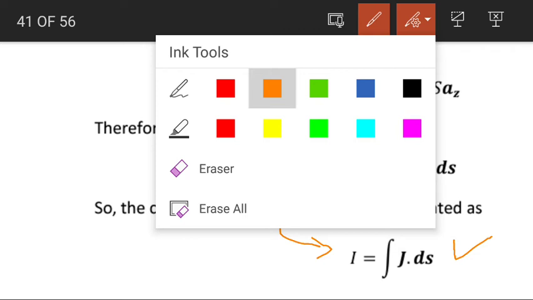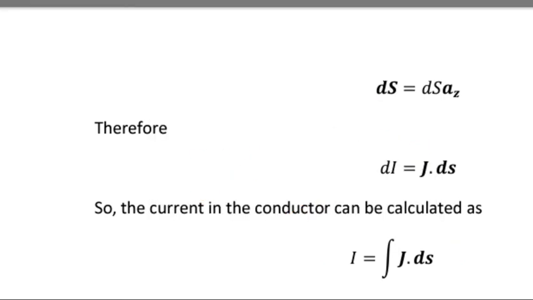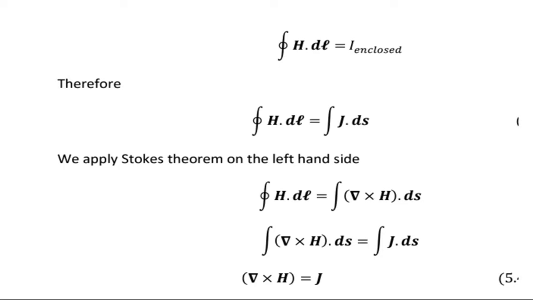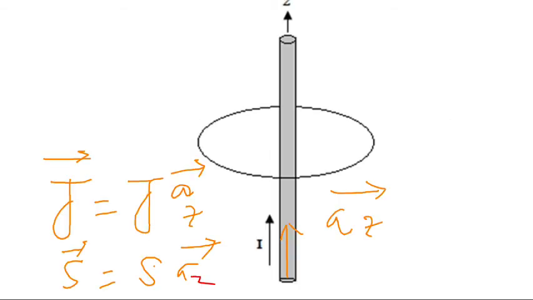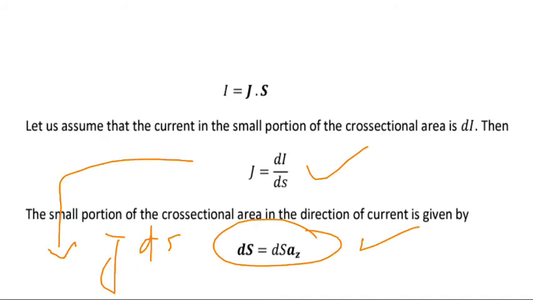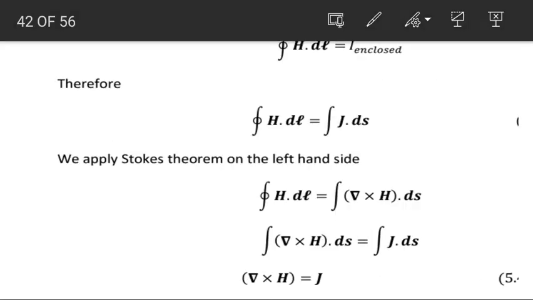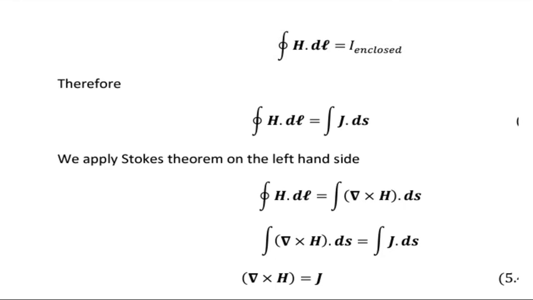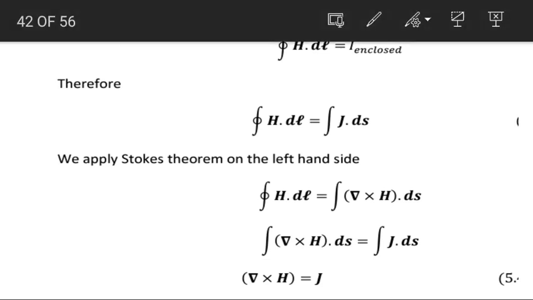Now we apply Ampere Circuital law. For the application of Ampere Circuital law, we consider a closed path around this current carrying conductor, and we apply Ampere Circuital law. Ampere Circuital law states that the integration of the magnetic field intensity around the closed path will be equal to the current enclosed by the closed path.